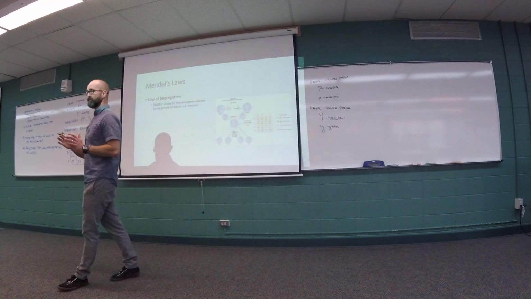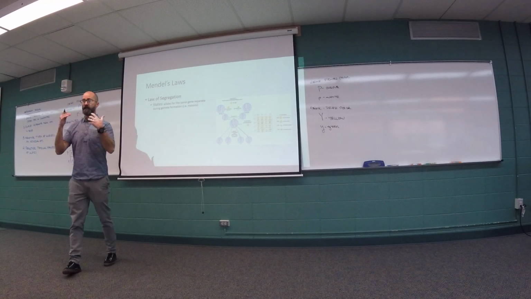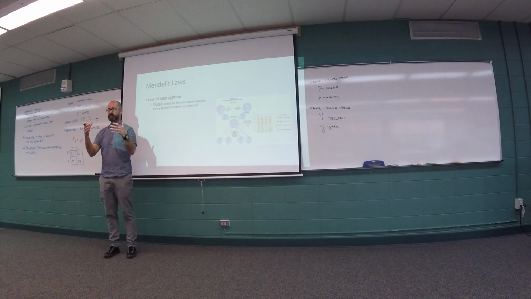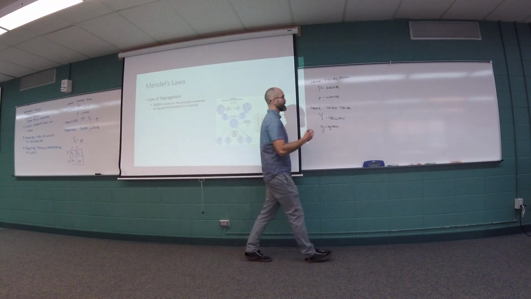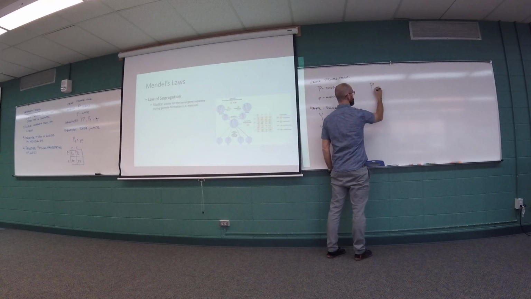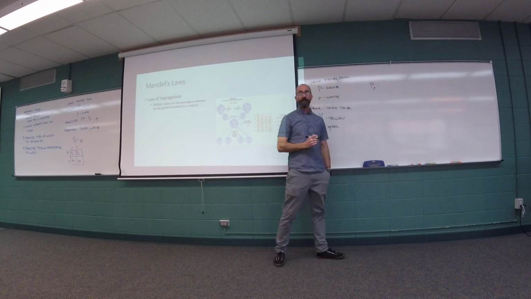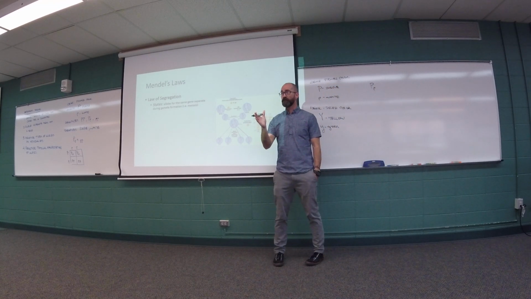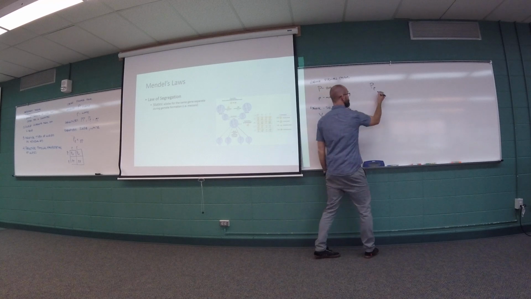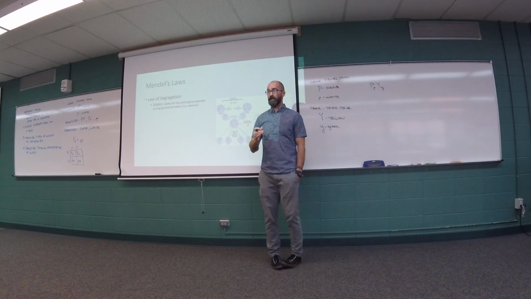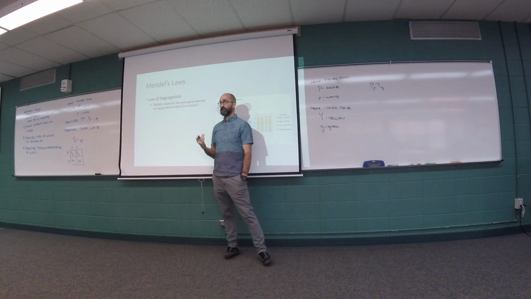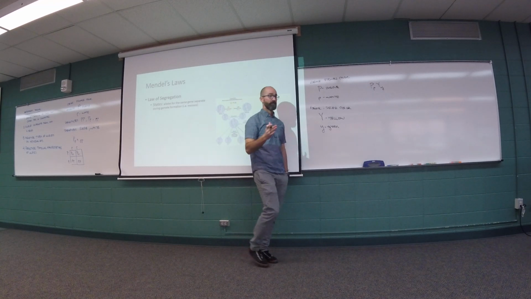Okay. So what Mendel did was he took individuals that were heterozygous for both genes and he crossed them. That is, he took an individual that was heterozygous for flower color, capital P, lowercase p, and that same individual that was heterozygous for seed color, capital Y, lowercase y, and he crossed that with another individual that had the exact same genotype.